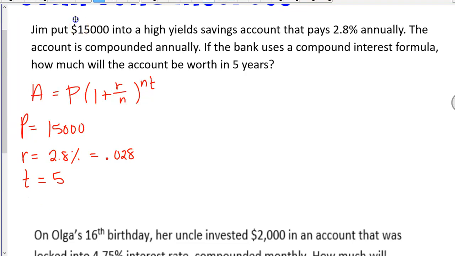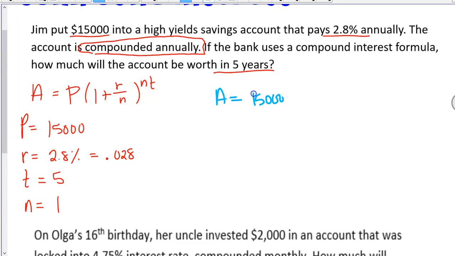And then, so again, here's 15,000, our interest rate, and 5 years. And then we need to know N, and that's the number of times it's compounded. So it's always right here, that phrase compounded. So compounded annually, so N equals 1. So again, I'm just going to plug all that into the formula. So A equals 15,000 times 1 plus 0.028 divided by 1 to the 1 times 5 power.